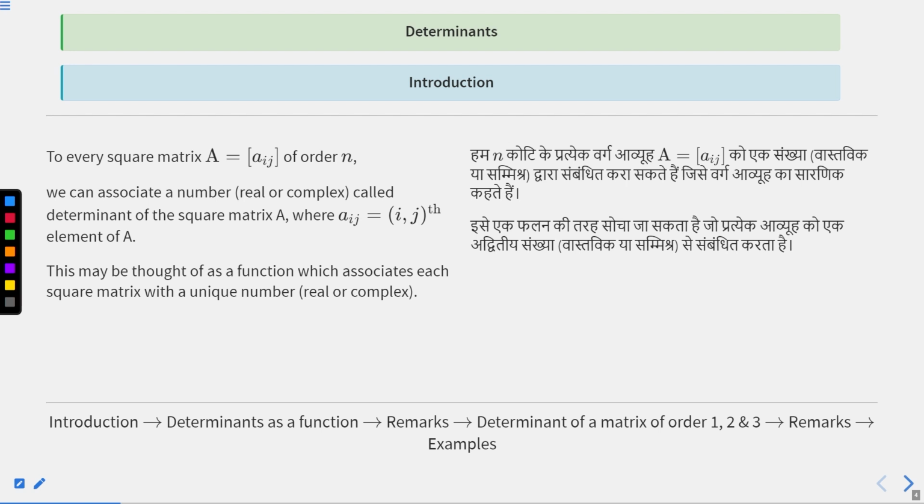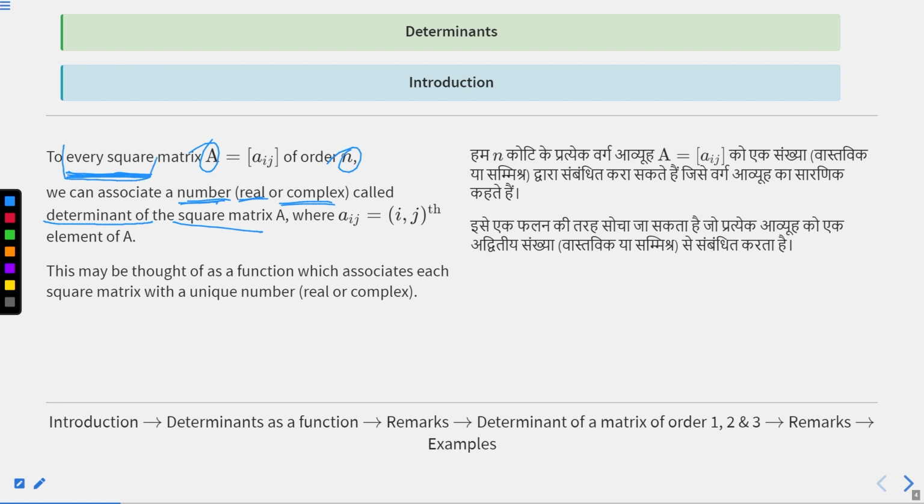So first of all, every square matrix A of order n, we can associate a number. This number can be real or complex, and that number we will be calling the determinant of the square matrix. As you can see, by definition we are describing that determinants can be of a square matrix. This means that by definition, a square matrix will have a determinant, other matrices won't have a determinant. This must be clear to you now.